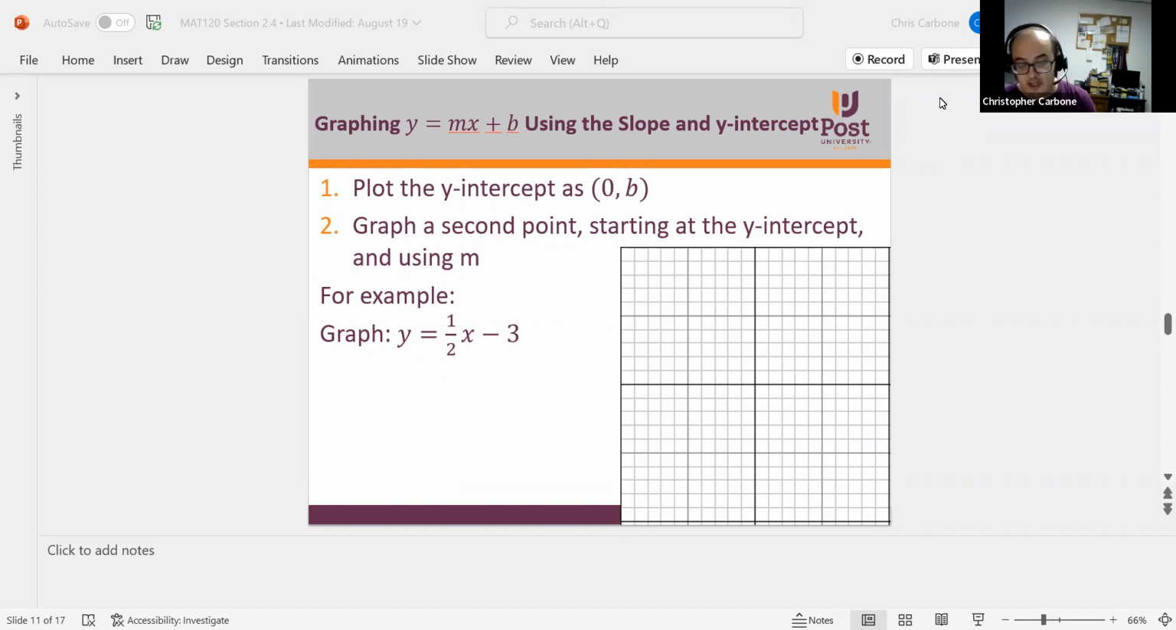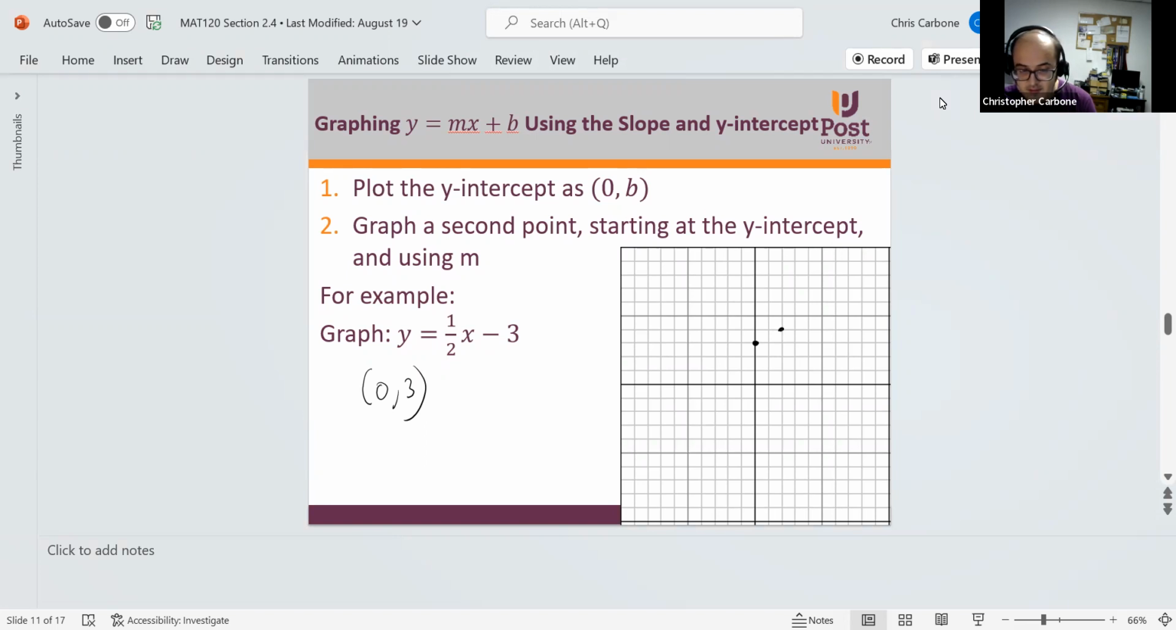So in the example I have here, y is equal to 1/2 times x minus 3. The y-intercept will be the point 0, negative 3. So we could put that here on our graph. Now, based on that, we have the slope here of 1/2. So we could go up 1 and to the right 2.